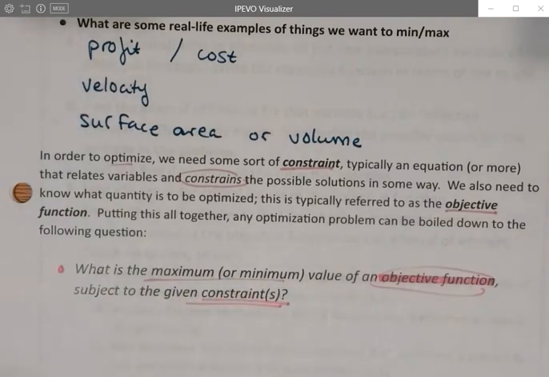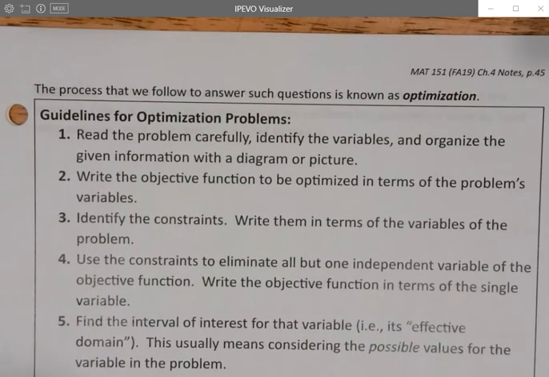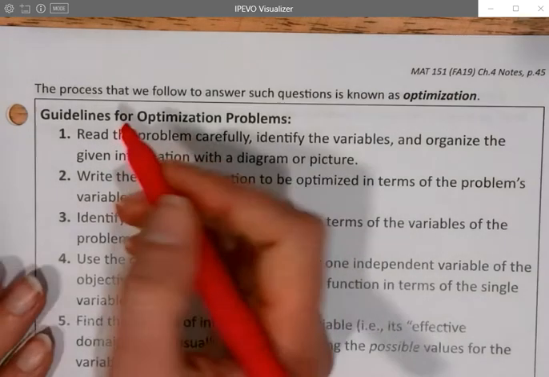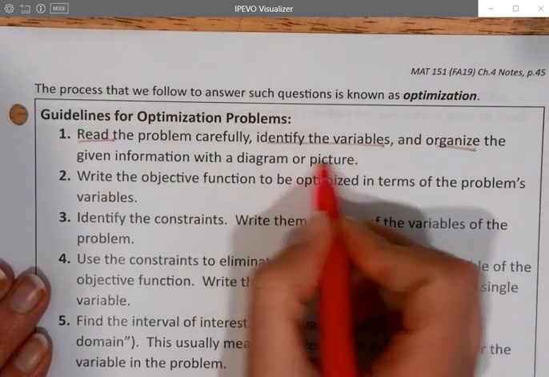Let's take a look at the next page. It's going to have our procedures and guidelines for optimization. These are also summarized for you in the pink sheets of your notes, so you have that there as well. So guidelines for optimization, what we want to do is, of course, read the problem carefully, identify the variables, organize the information, sometimes drawing a picture.